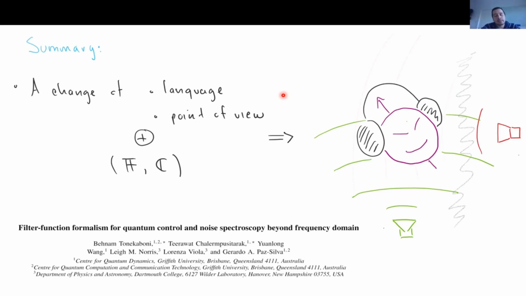But the dream of implementing this in the full cycle of characterize and optimize, I don't think that has been done yet in an experiment. Right. Thanks.